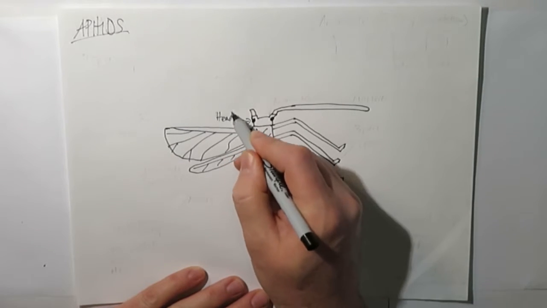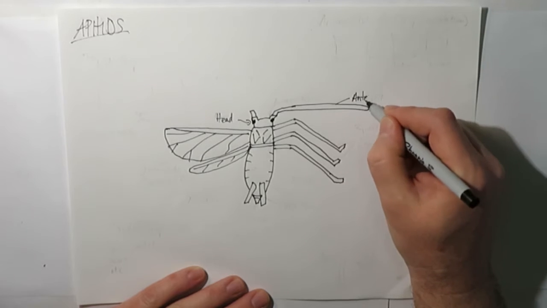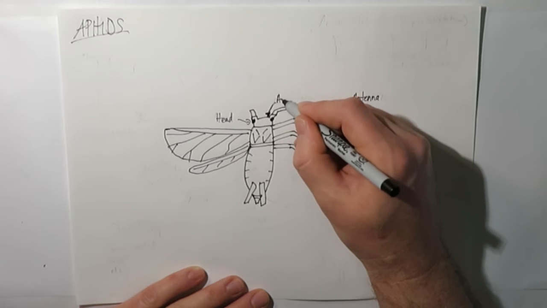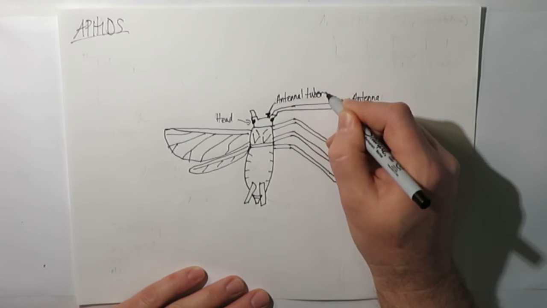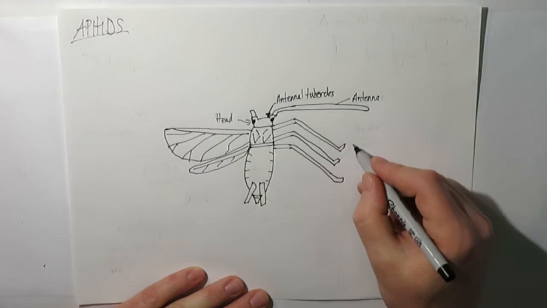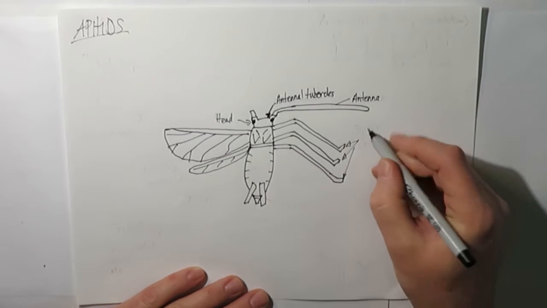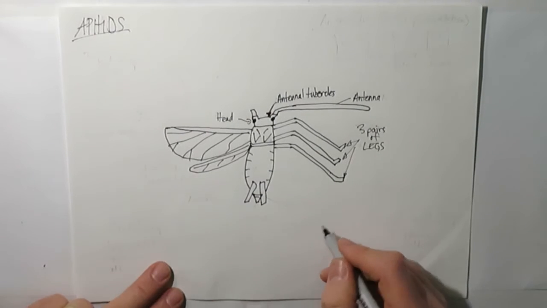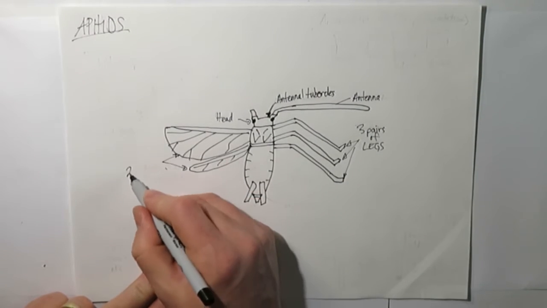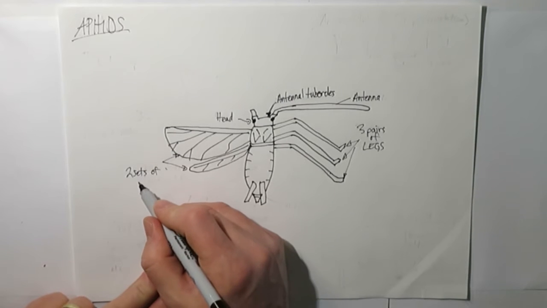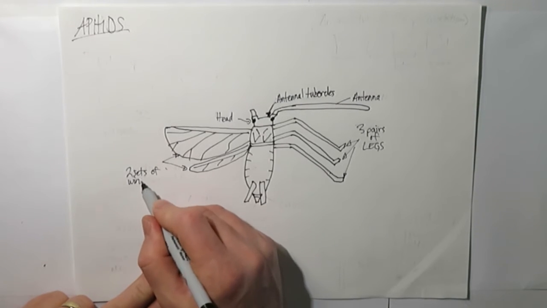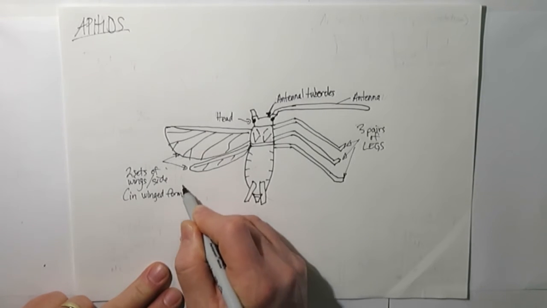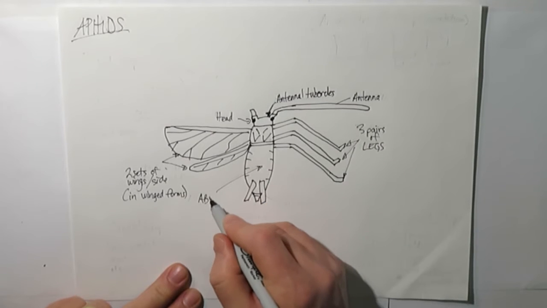The first part to note is, as with most insects, they have three sections of the body. There's the head. On the head there are the antennae, which can be of different lengths. There's also a thing called antennal tubercles, which is how the antennae are attached to the head. There are three pairs of legs, so three legs on each side attached to different points on the thorax and the abdomen. There's also two sets of wings on each side. Those wings only occur in the winged forms. Not all aphids have wings all the time.